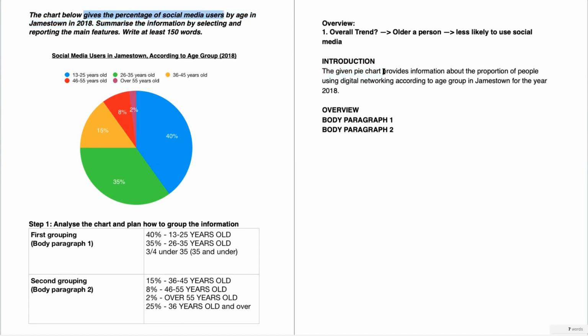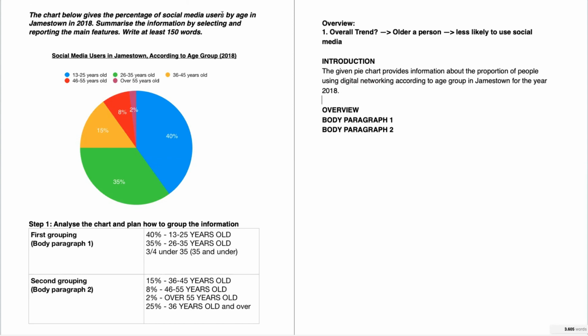I have said provides information about the proportion of people using digital networking. And digital networking is not included in our prompt, but it's a synonym of social media use. Just from studying technology, which is a common topic on the IELTS exam, you should have these synonyms ready up your sleeve, ready to be used. So don't be afraid to use synonyms here.